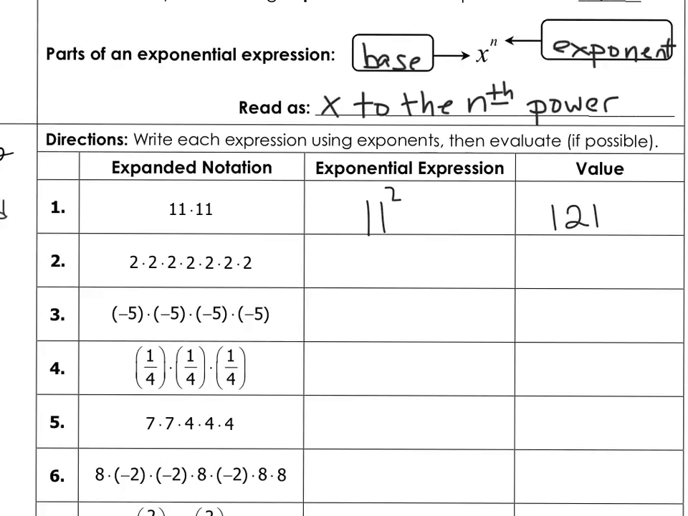So down here, if we skip down to number 4, if we have 1/4 times 1/4 times 1/4, this actually would become 1/4 to the third power, which if we multiply across, 1 times 1 times 1 is 1, and then 4 times 4 is 16, times 4 again would be 64, so this would become 1/64.